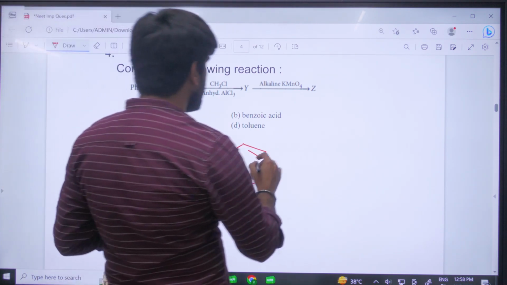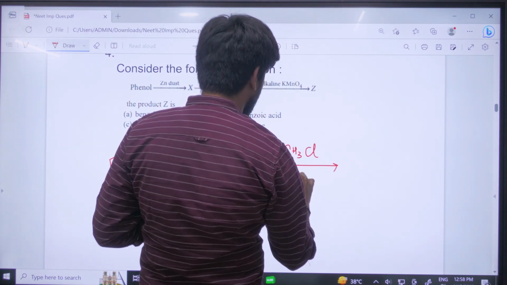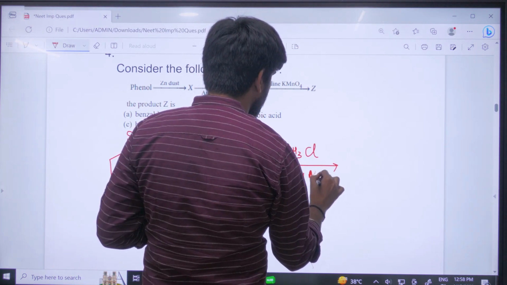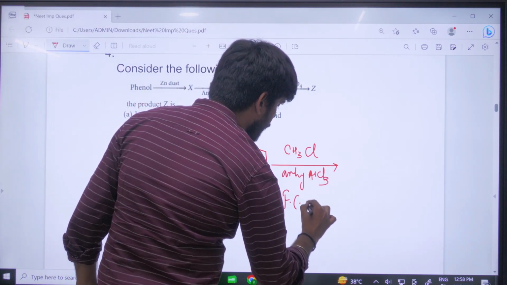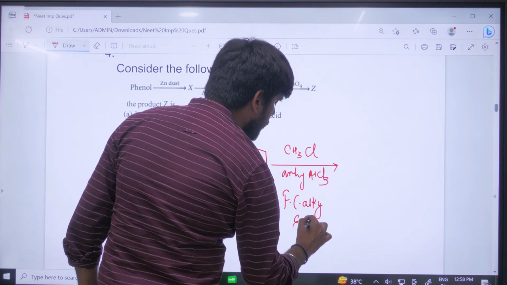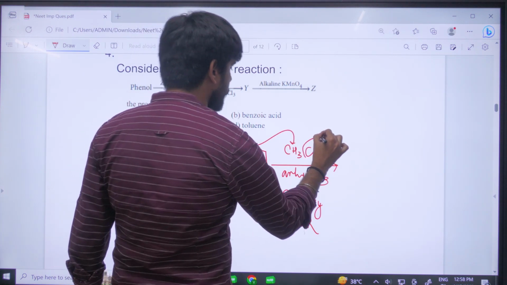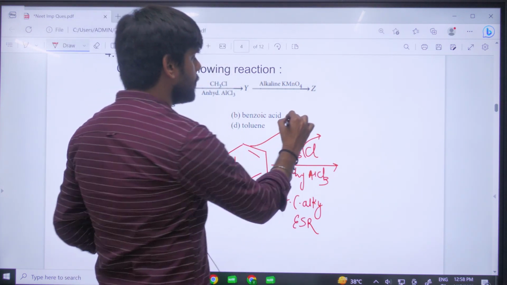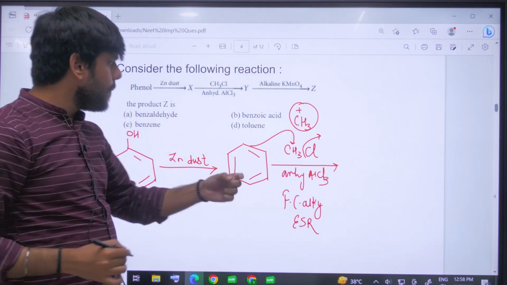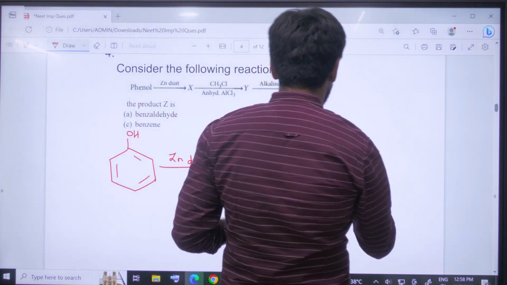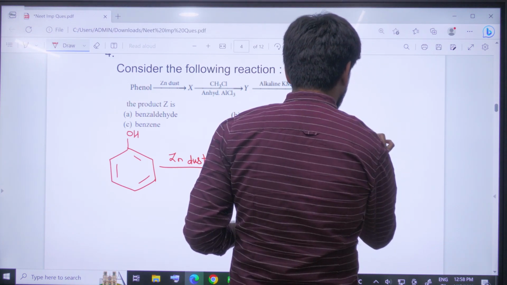What do I have next? Next is the reaction with CH3Cl, and in the presence of anhydrous AlCl3, a Lewis acid. This is your Friedel-Crafts alkylation. Again, your electrophilic substitution reaction. What will happen? This will attack on this carbon, this leaves, or you can say that this CH3+, this alkyl group is your electrophile here. So this will attack on this electrophile, and what do I have? I have toluene.